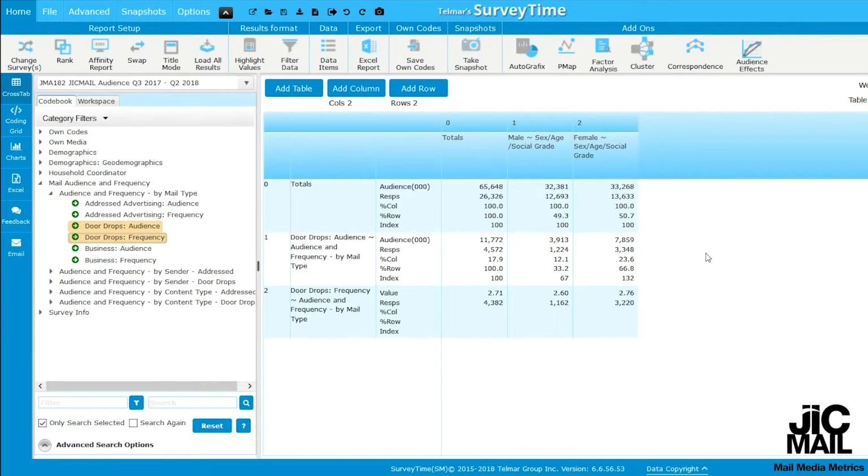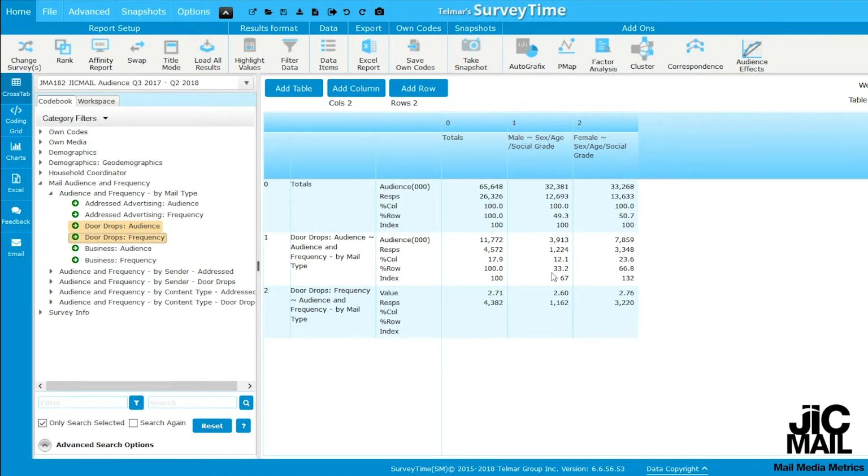In terms of how we read this data, what we're seeing here is 3.9 million men have been exposed to door drops in the last week, and 7.8 million women have. In terms of sample size, this equates to 1,224 men in our database and 3,348 women. In terms of the percentages, as always with column percentages, you read them upwards first. So this means that 12.1% of men have been exposed to door drops in the last week, and 23.6% of women have been exposed to door drops.